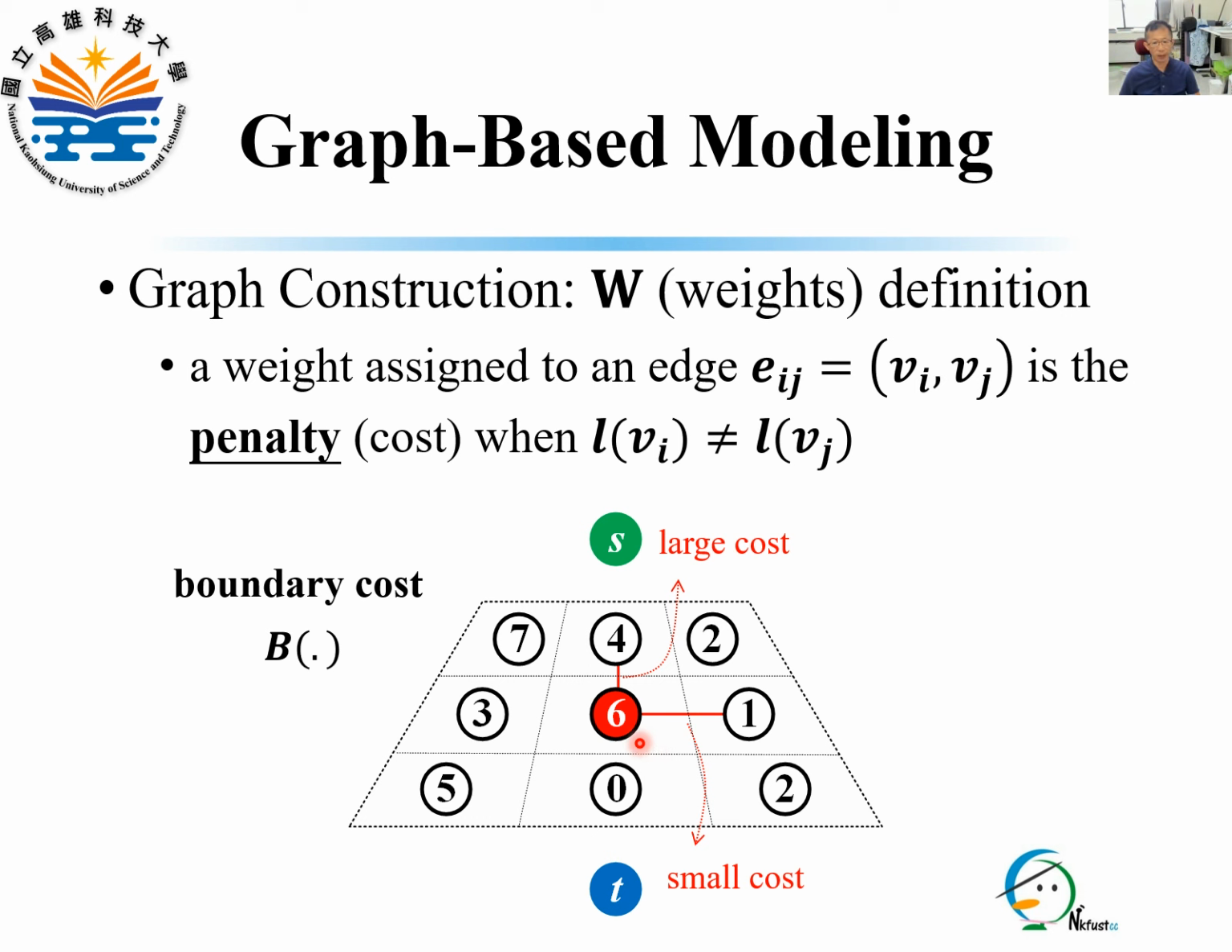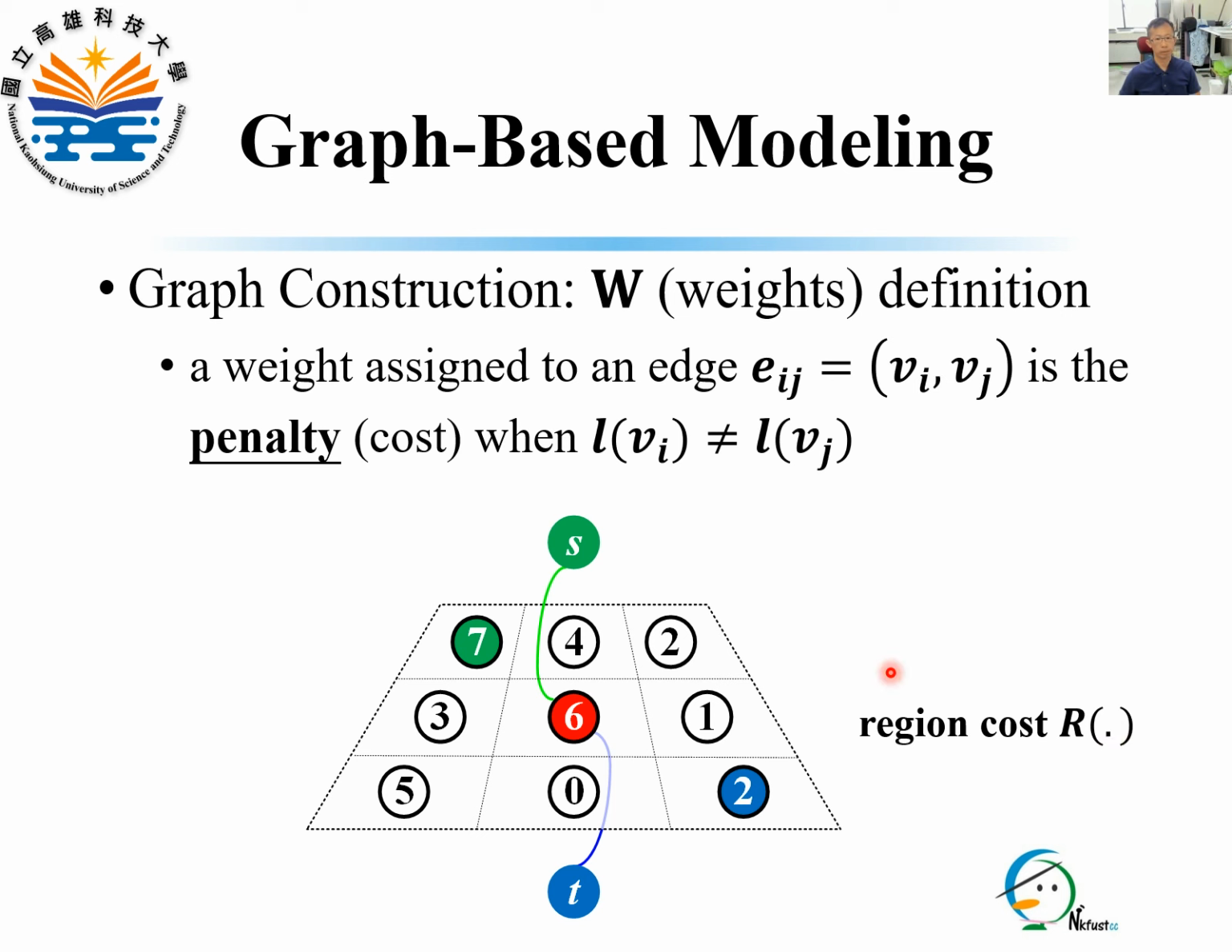Conversely, the red vertex has a large intensity difference with the vertex to its right. Therefore, we assign a small cost to this edge because they should have different labels. For the costs on the terminal edges, they are used to encode the region property. The intensity of the red vertex is closer to the object vertex than to the background vertex. According to the region property, the red vertex is more likely to be labeled as the object.